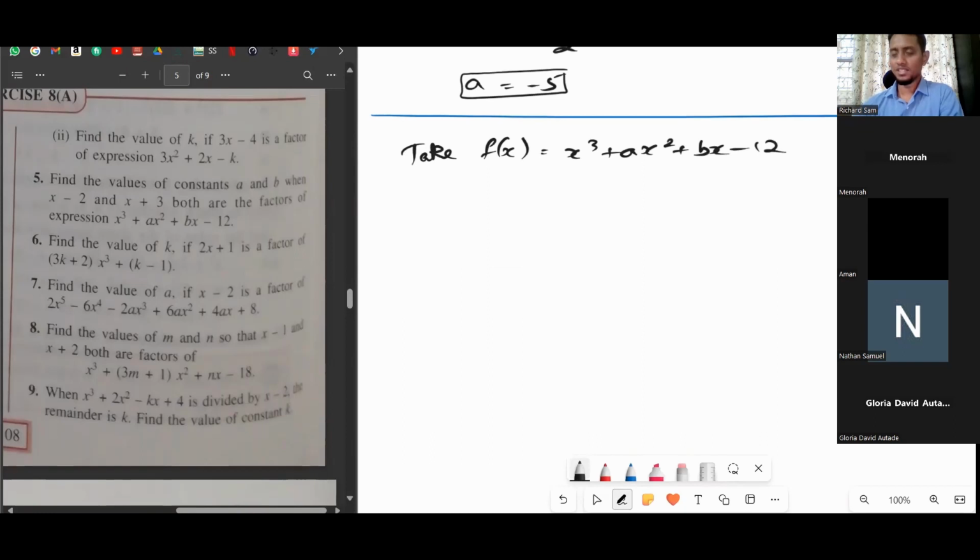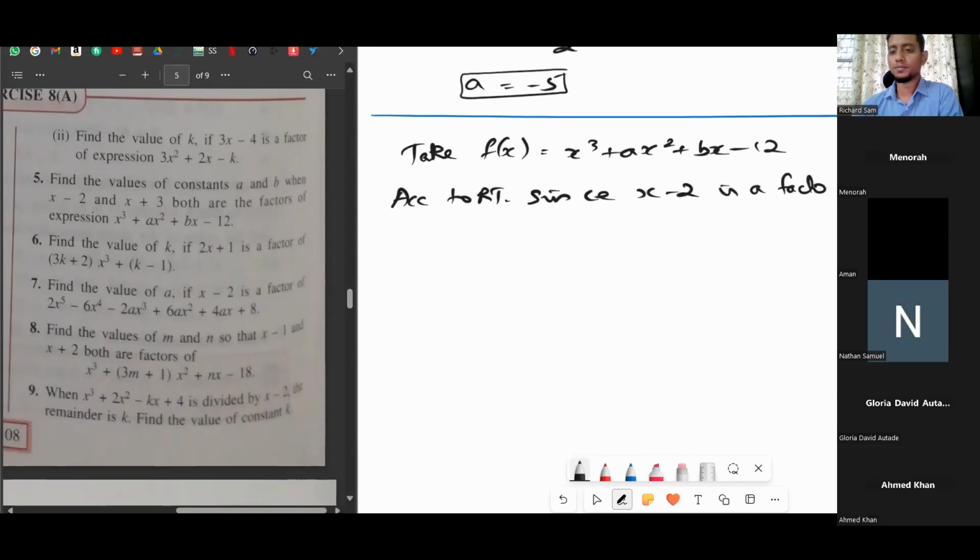Now we have two factors. So according to remainder theorem, since x minus 2 is a factor, so what? Your voice is breaking. It's your internet. Okay, tell me, since x minus 2 is a factor, therefore what? F of, not x, f of 2 is equal to 0.